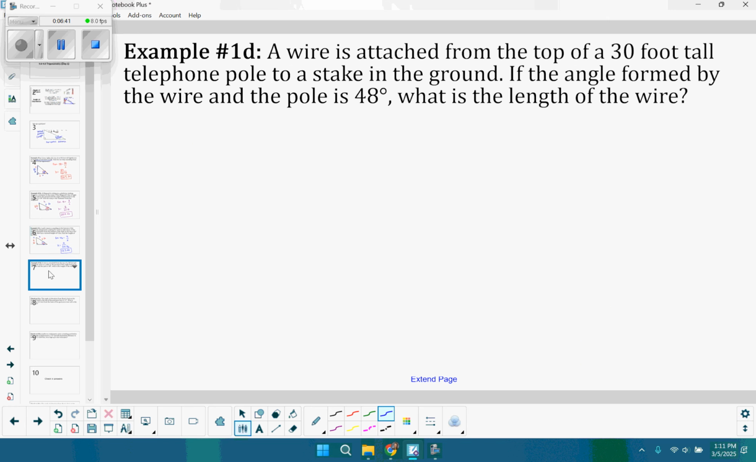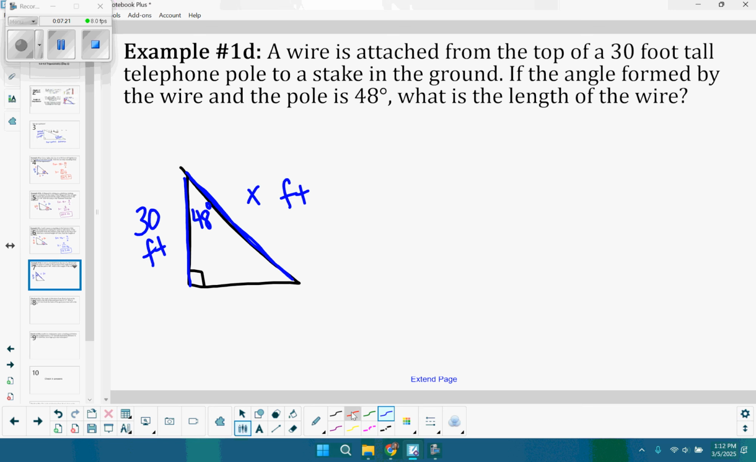The last one for us to try together. A wire is attached from the top of a 30-foot tall telephone pole to a stake in the ground. If the angle formed by the wire and the pole is 48 degrees, what is the length of the wire? So this is our pole, and the pole is 30 feet tall. The angle is formed by the pole and by the wire. So this is one of our rare instances where the angle we're creating is up here. And it's asking what is the length of the wire. This side of the triangle was the wire, so that's our variable.